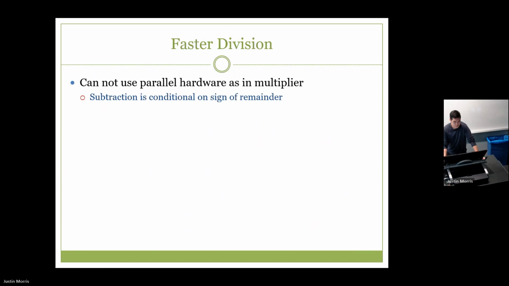Right. So in terms of faster division, we can't just compute all of the additions or the multiplications of the bits with the multiplier like we do for multiplication and then do a tree of adders. Because with division, we have to subtract and we don't know if we needed to restore or not. So you cannot use parallel hardware like in the multiplier because the subtraction is conditional on the sign of the remainder for each bit.